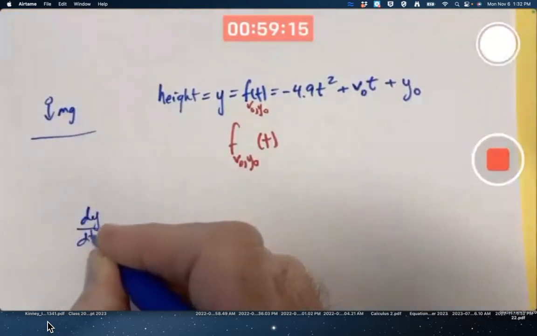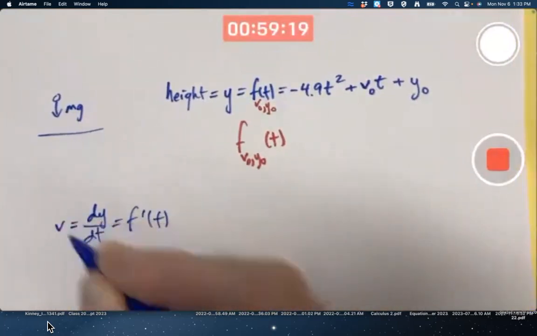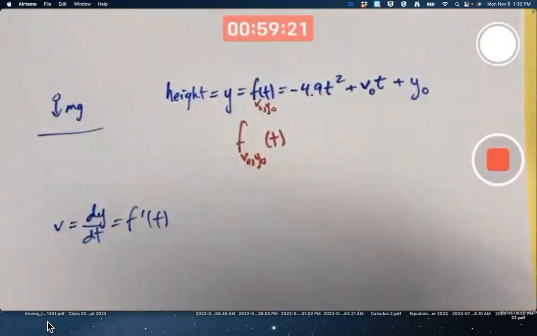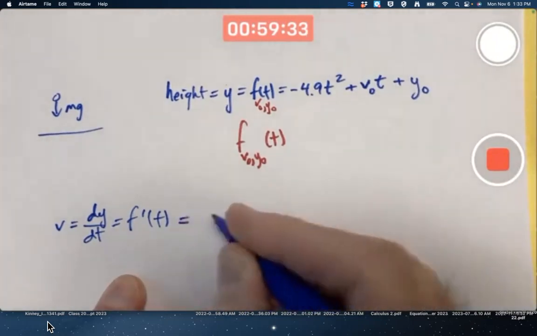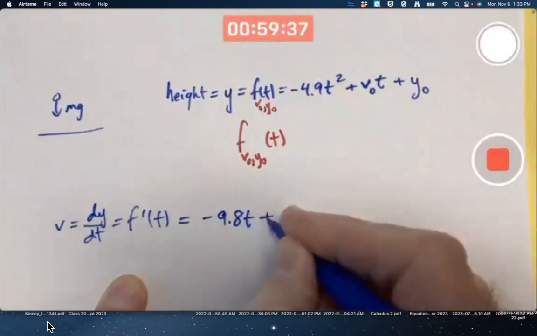dy/dt equals f prime of t will be the velocity. I could call that v if I wanted to. That'll be the upward velocity, positive when it's moving upwards, negative when it's moving downwards. And yes, I could include the subscripts, but I'm not bothering to do that right now. Take the derivative: negative 9.8t plus v naught.